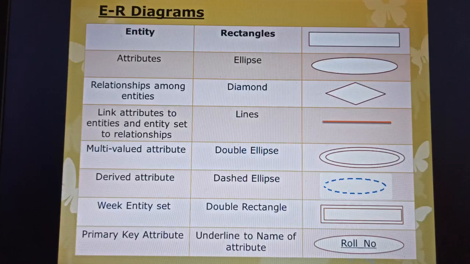such as entities are represented using rectangles, attributes are represented using ellipses, relationships among entities are represented using diamonds, and lines link attributes to entities and entity sets to relationships. Multi-valued attributes are represented using double ellipses, derived attributes are represented using dashed ellipses, a weak entity set is represented using a double rectangle, and primary key attributes are represented using an underline at the name of the attribute.